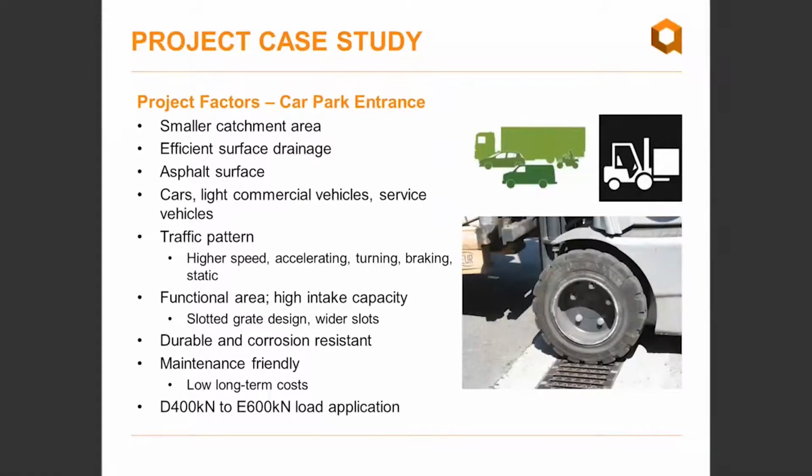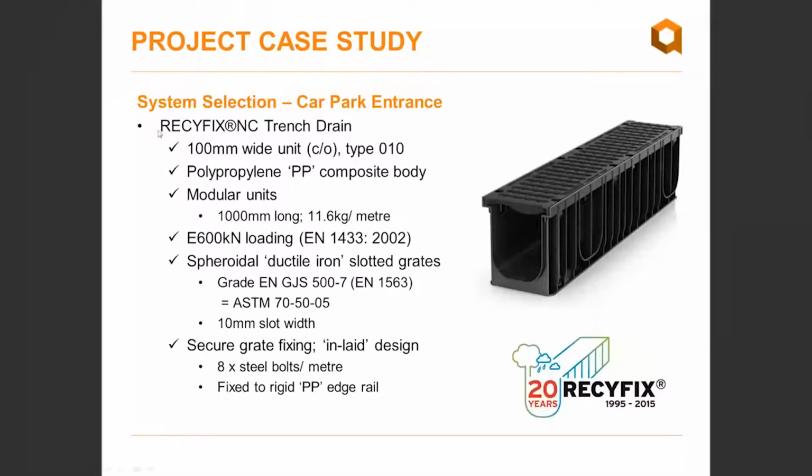So we actually opted for an E600 system for this area due to the dynamic loads and stresses that were acting on the system. So we selected the ResFix NC trench drain. Again, that had a 100 millimeter wide clear opening, polypropylene. The body was polypropylene. The grates were ductile iron.